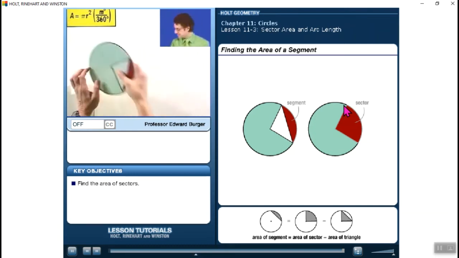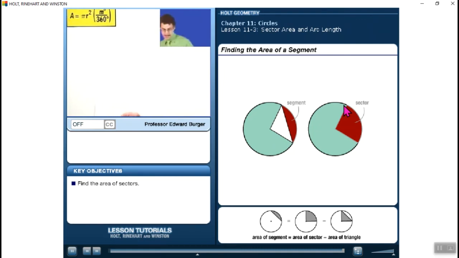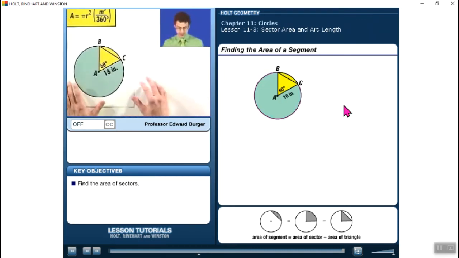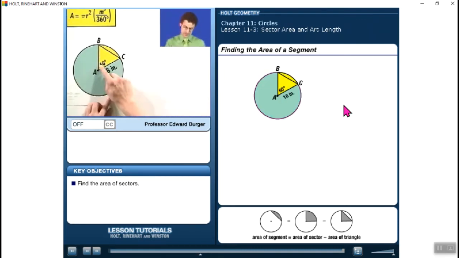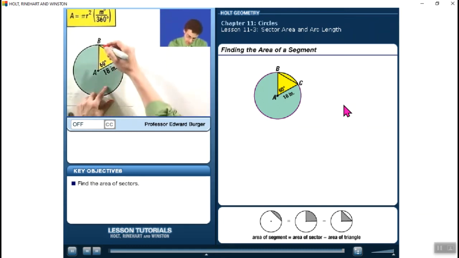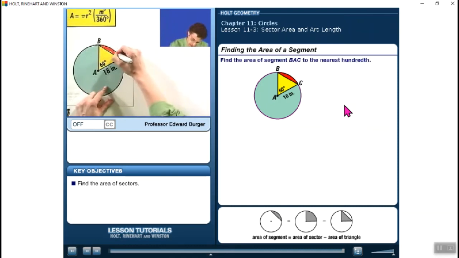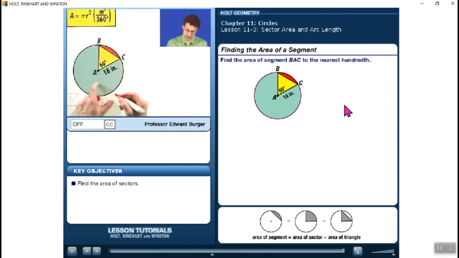Let's try an example and see all this stuff in action. So here I'm given a circle. I'm told this is 60 degrees, the measure of the central angle. The radius is 18. And my mission is to find the area of the red segment. And the way I'm going to do that is first find the area of the sector and then subtract off the area of the yellow triangle.